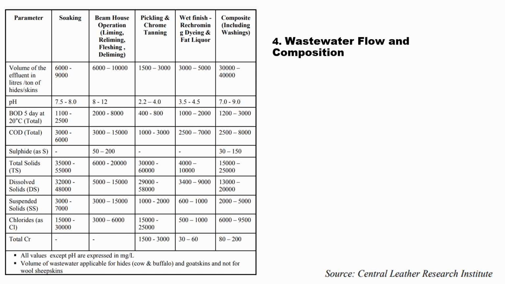Suppose we want to neutralize it; we can mix the wastewater coming from the beam house and the pickling. Such techniques can be applied for neutralizing, saving cost, and making the wastewater treatment economical. Moreover, BOD in soaking is less as compared to the beam house, and COD in soaking is comparatively higher as compared to wet finish, but its range is also high. One of the most critical is total chromium. In pickling and chrome tanning it is around 1500 to 3000. Similarly, this type of wastewater flow composition we get from laboratory experiments, and it needs to be analyzed before the treatment.